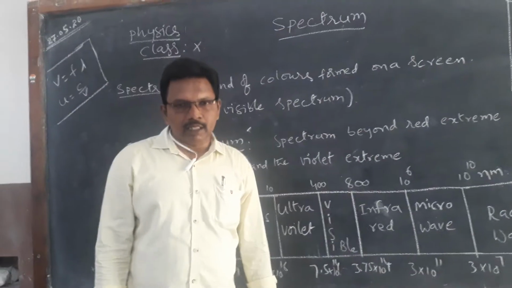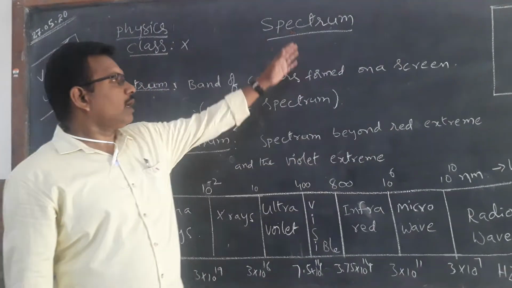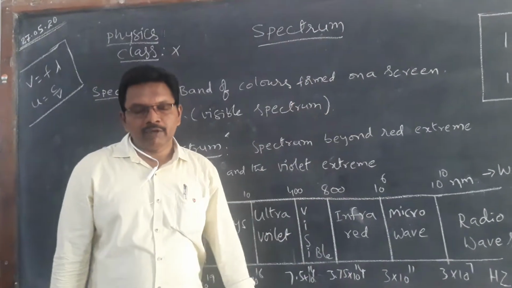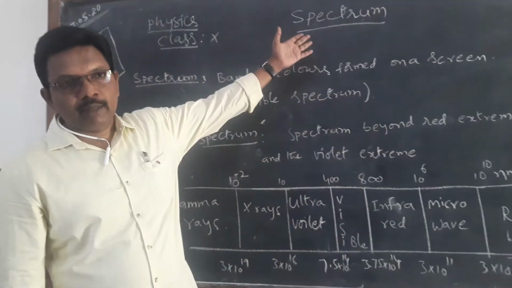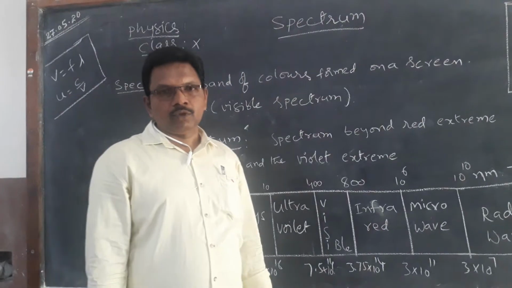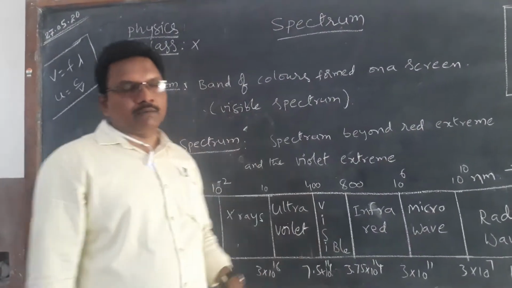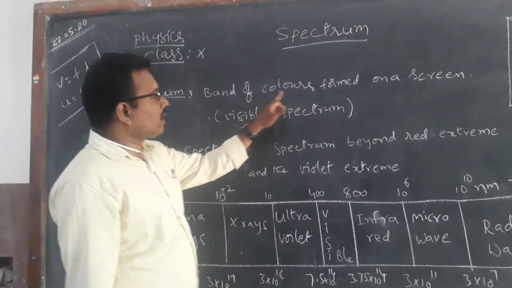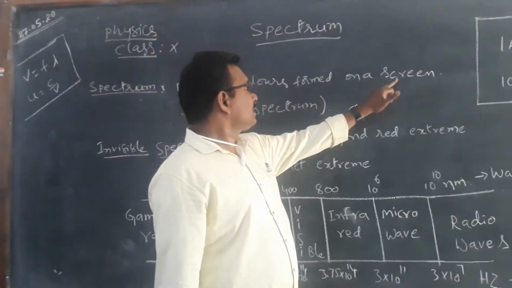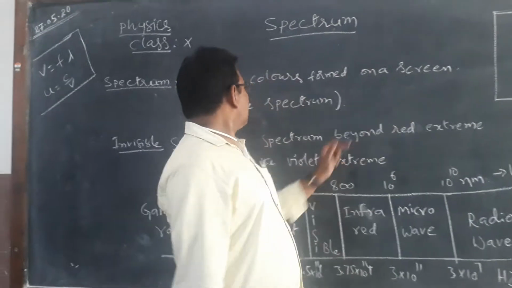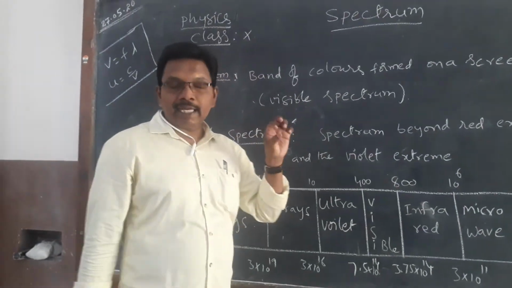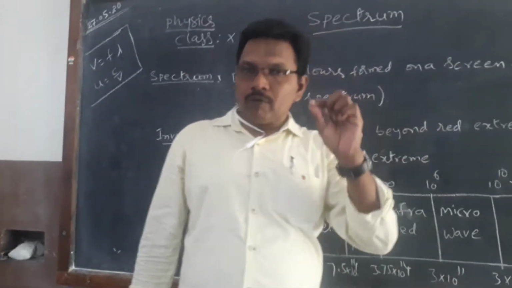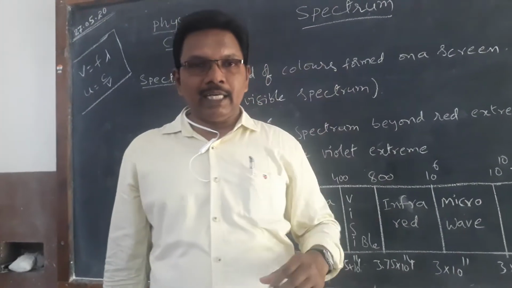In our physics class, today I am going to continue the lesson on spectrum. In the previous class, I gave an introduction about the spectrum. Once again, what is spectrum? A band of colors formed on a screen when white light is focused on a prism. The white light splits into 7 colors.